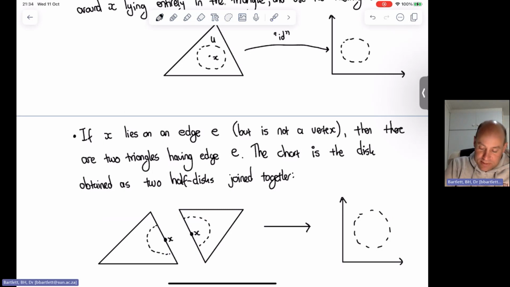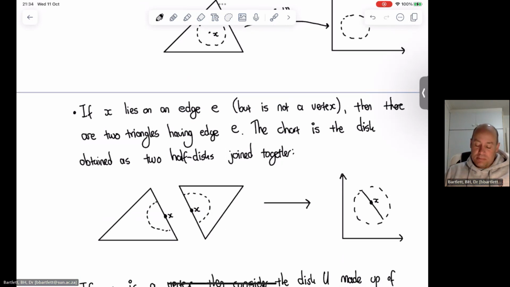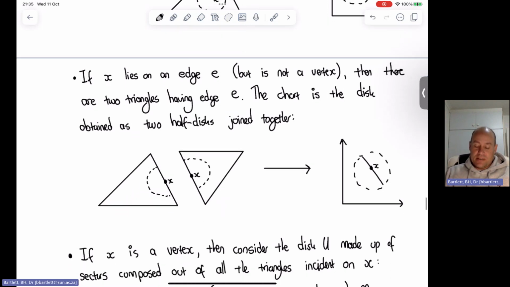If you want to see the picture here, X would be living sort of along this line here, right? And there's X there. All right, so the final possibility is that X is going to be a vertex. So what do we do then?